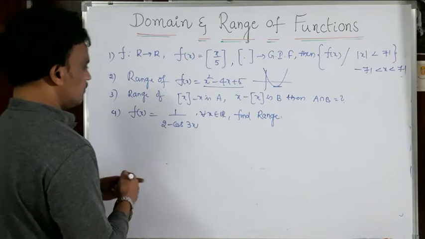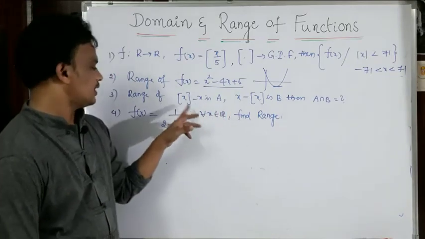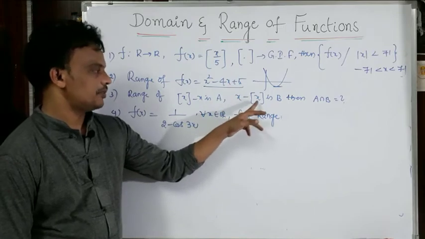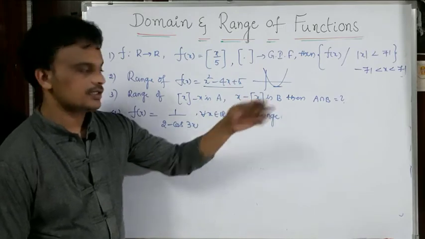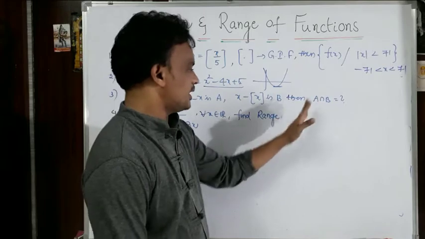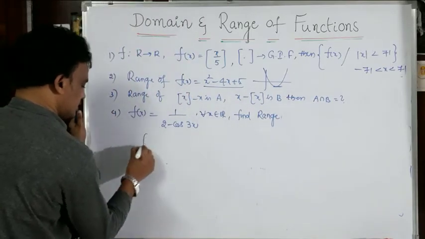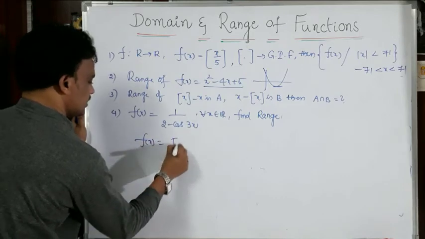So, the ranges of the two functions are given: the range of ⌈x⌉ − x is A, and the range of x − ⌈x⌉ is B. What is their intersection? Okay. First of all, coming to the first function, let us take f(x) = ⌈x⌉ − x.